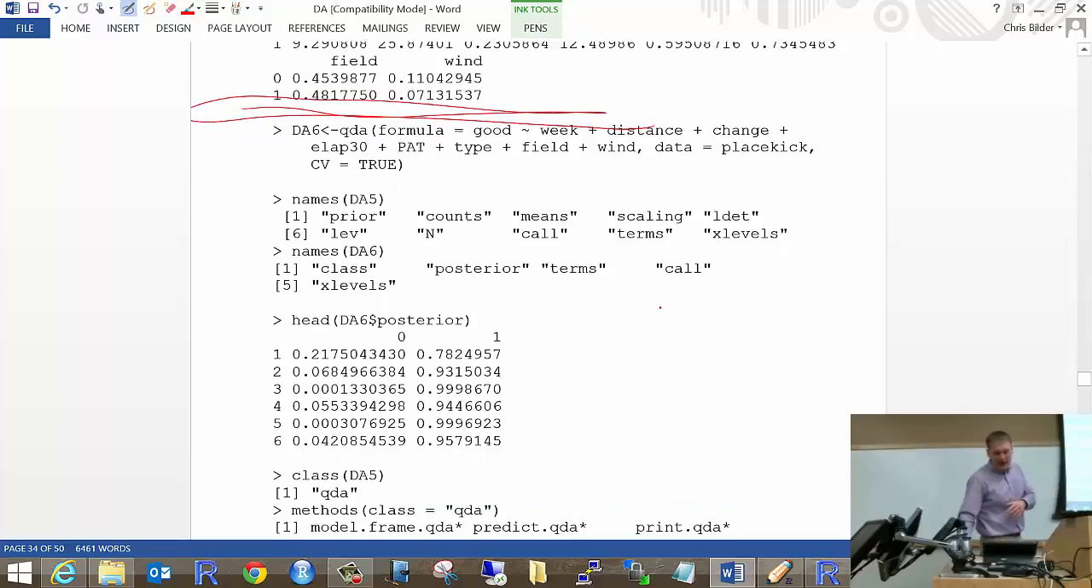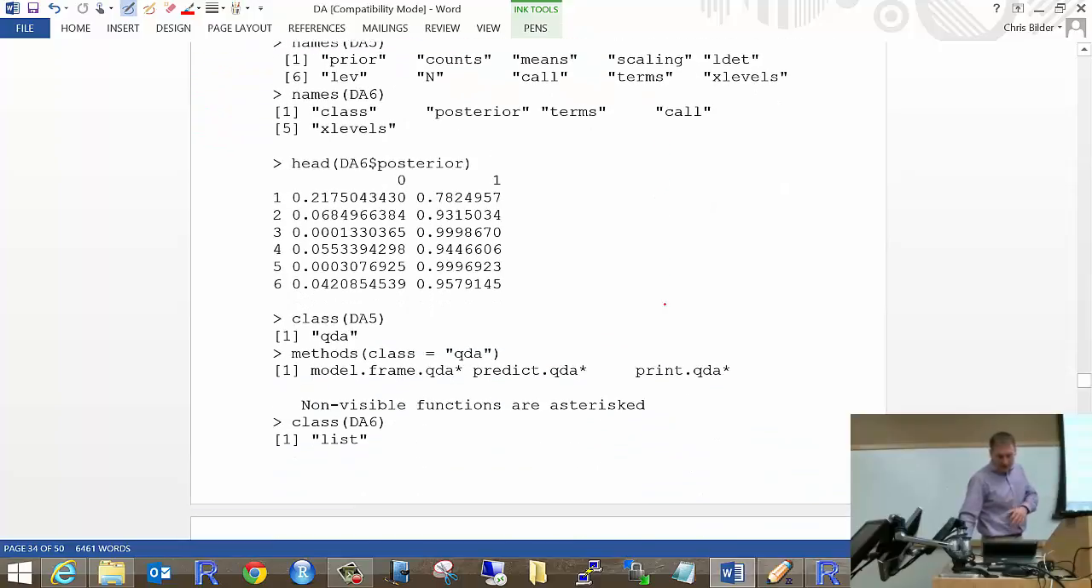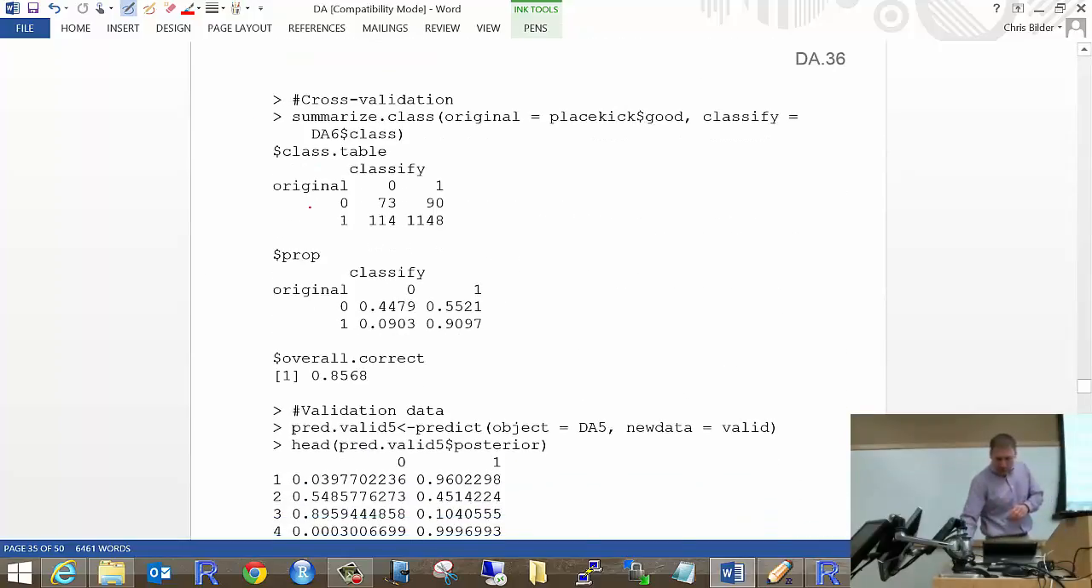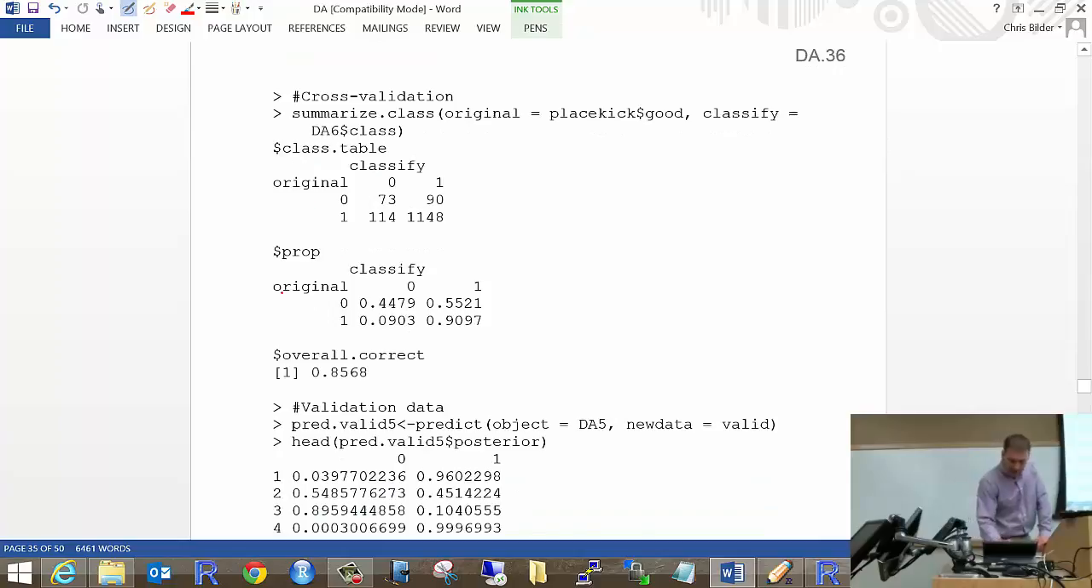So here's DA6 doing something very similar. So let's take a look at the first observation. Notice we do have posterior probabilities that are different from what we've had previously. Again, the most important thing is these tables.